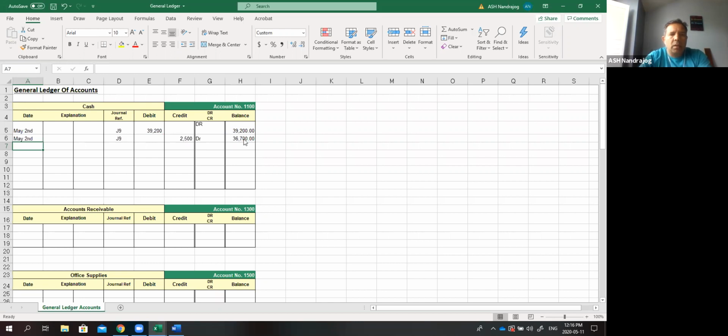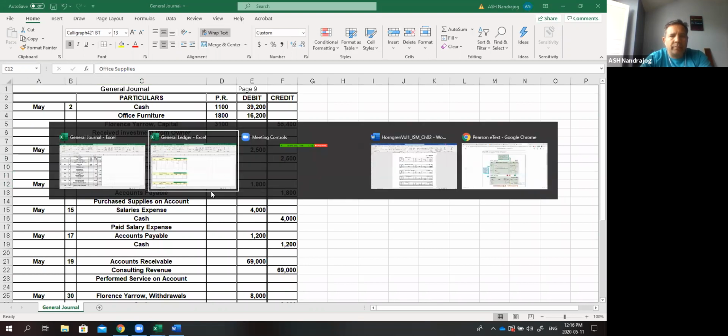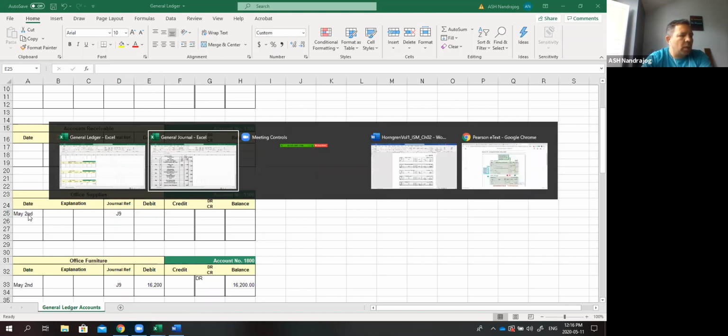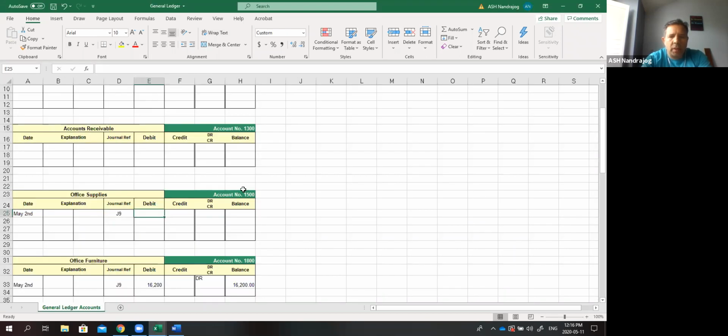Okay. All right. So the cash has been posted and the account number is 1100. All right. Now we have to record office supplies. Office supplies, May 2nd. It is from J9. It's an asset, and as our journal shows us, the amount is 1,800. So we would say 1,800 of debit. Now we have a debit balance.